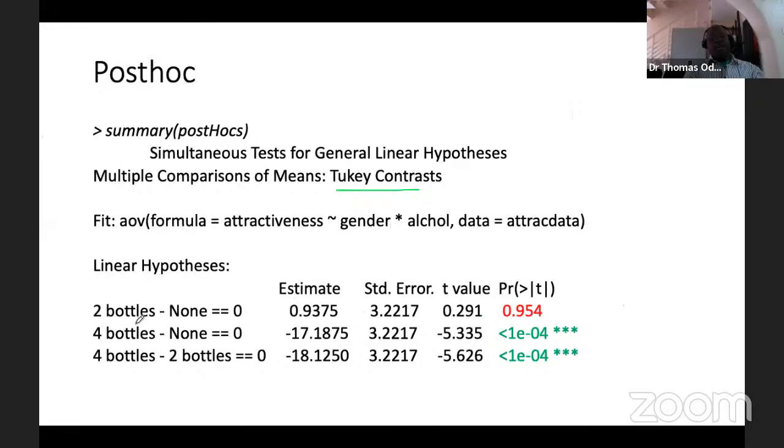So here it can compare for you 2 bottles versus none. It tells us there is no difference. 4 bottles versus none tells you there's a significant difference, and 4 bottles versus 2 bottles tells there's a significant difference. So that is the end of the slide.